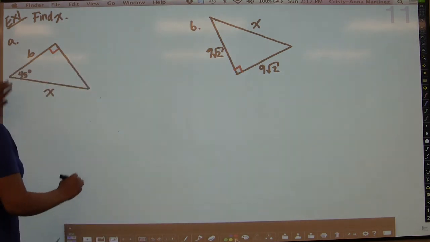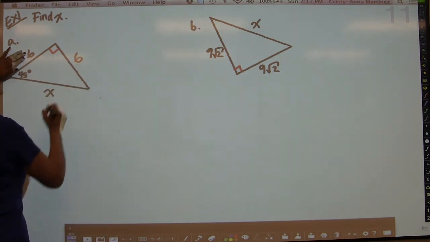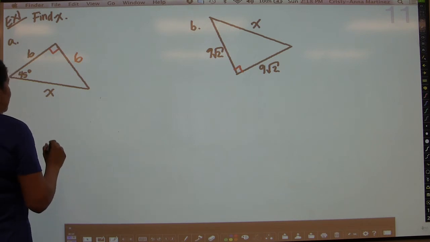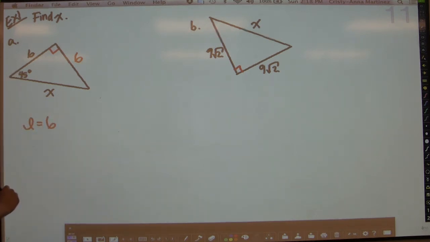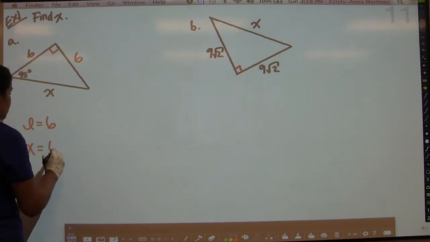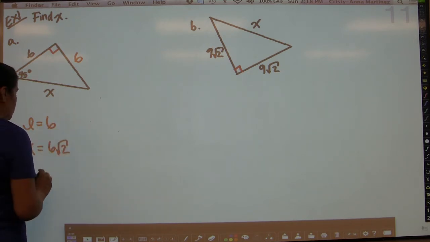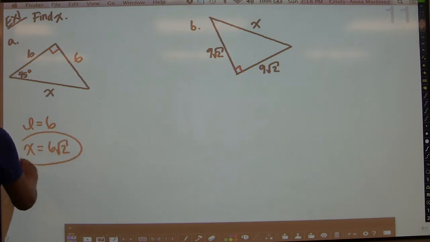So I'm going to go ahead, and if this leg is 6, then so is this leg. And so that means that L equals 6. And if L equals 6, then X is equal to the hypotenuse, and the hypotenuse would equal L root 2, or 6 root 2. And just like that, you have your answer, that the answer for X is equal to 6 root 2. It's not very complicated when you're using the formula.